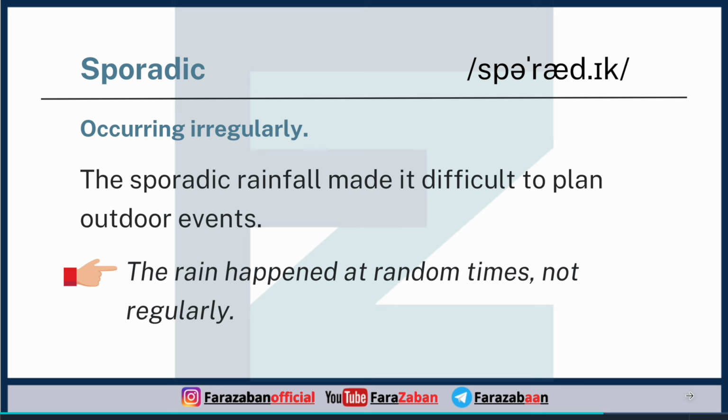Sporadic. Occurring irregularly. The sporadic rainfall made it difficult to plan outdoor events. The rain happened at random times, not regularly.